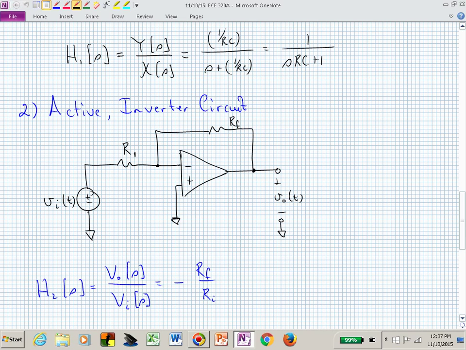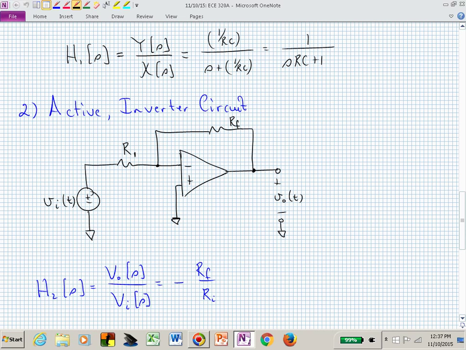So it's not a function of frequency, is it? There's no S in that transfer function. This is just a gain. So you put in a signal and instantaneously you see how that is impacted on the output by just this gain, this inversion that is now gained, and the gain could be less than 1 depending on what R sub F and R sub 1 are.